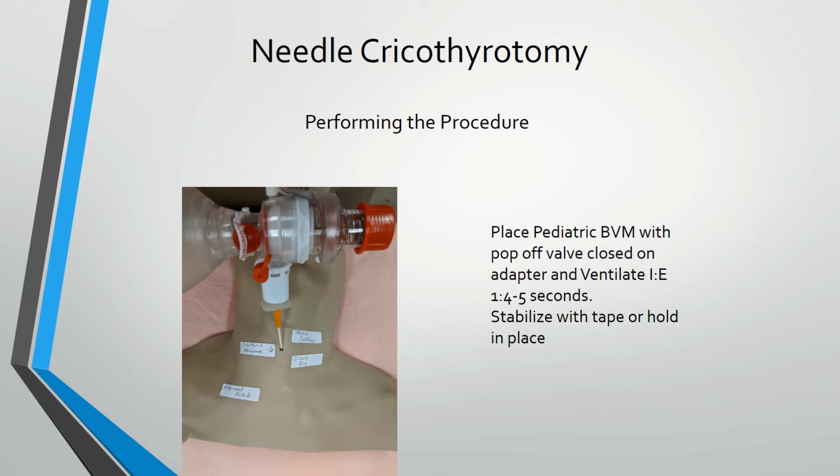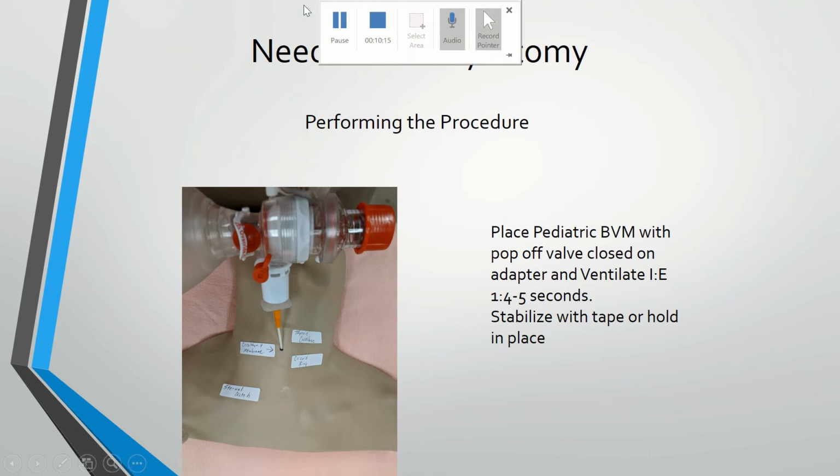From there, we want to ventilate with an I to E of 1 second every 4 to 5 seconds. Stabilize that IV catheter the best way you can with tape, or I prefer just to hold it in place, so that I know what it's doing and I can feel whether or not it's moving.